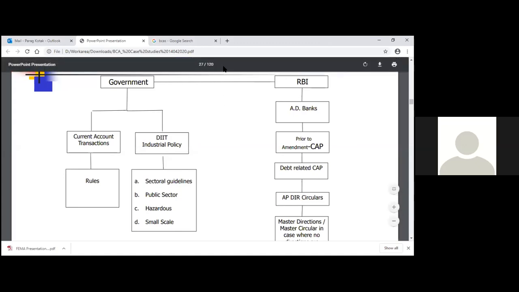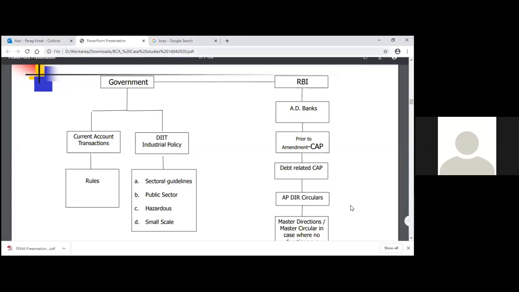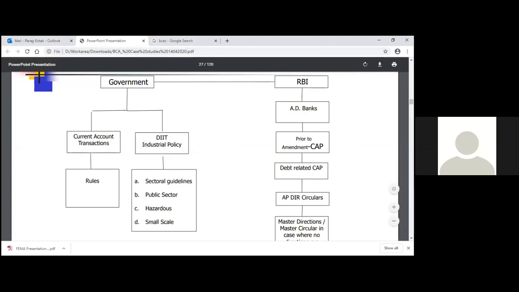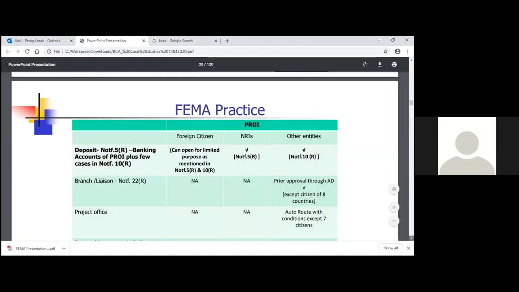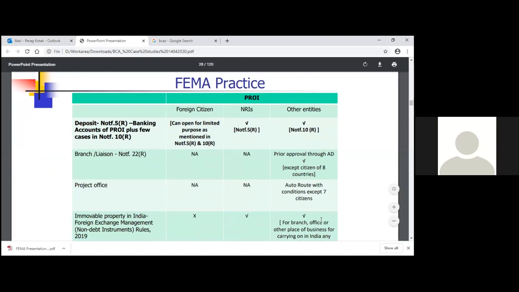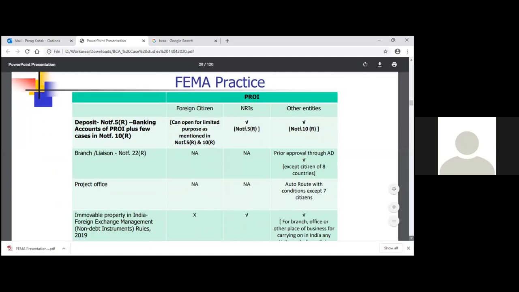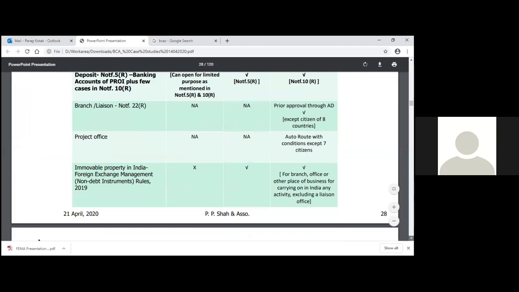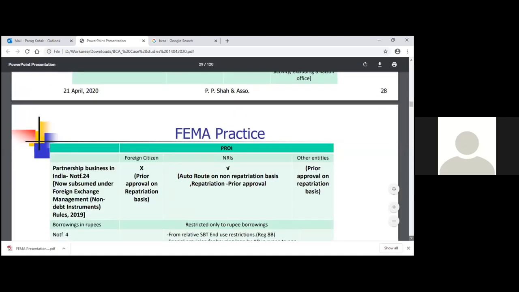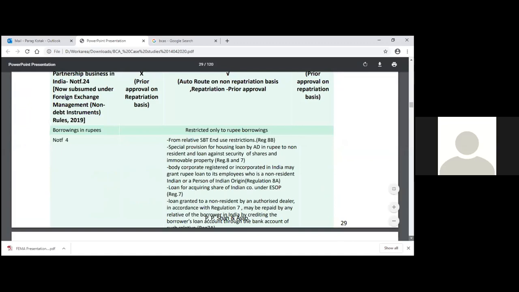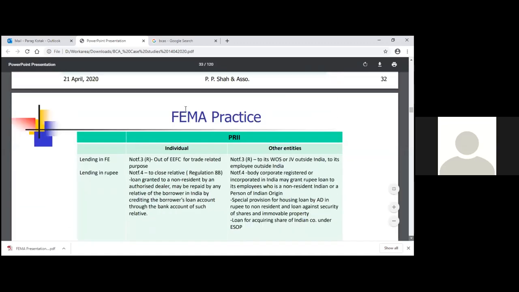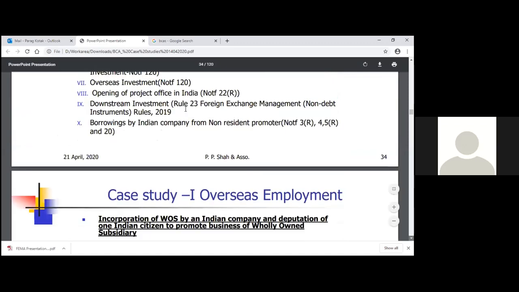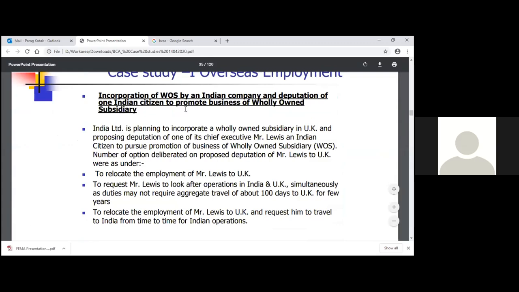So we go to the next slides, on case study number 1, on slide number 35.